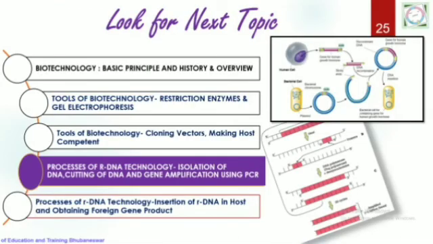So up till now we have seen the principles and overview of biotechnology. Then in tools we have read about restriction enzymes and gel electrophoresis. And in this part we have read about cloning vectors and how to make the host competent. So in the coming part we will be talking about the processes of recombinant DNA technology, and we will discuss isolation of DNA, cutting of DNA, and gene amplification using polymerase chain reaction. So keep tuned.